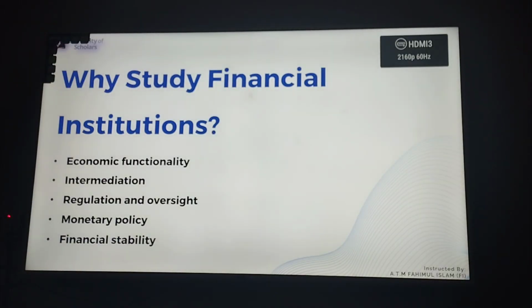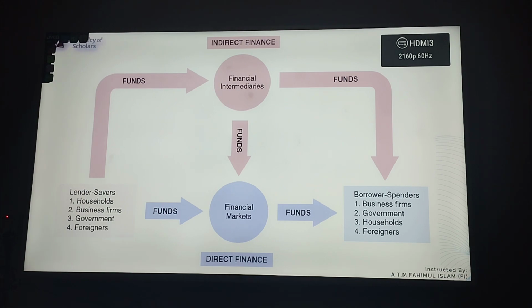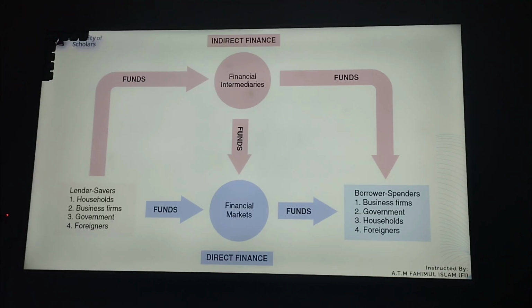So now what we have just learned, the same things I have just said, let's see those things in a simple diagram. So let's see what the financial markets and what the financial institutions do. Here you can see on the top portion that there are financial intermediaries, and in the lower portion there are financial markets.